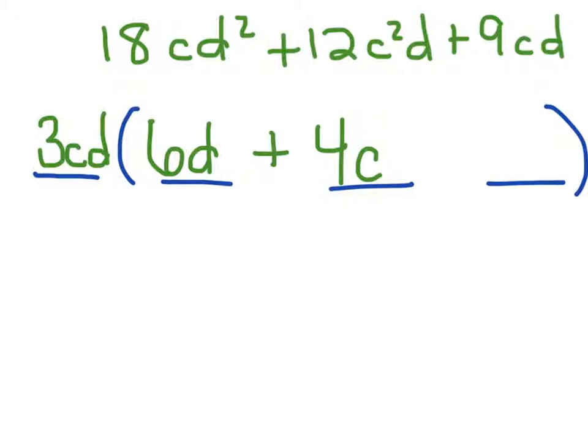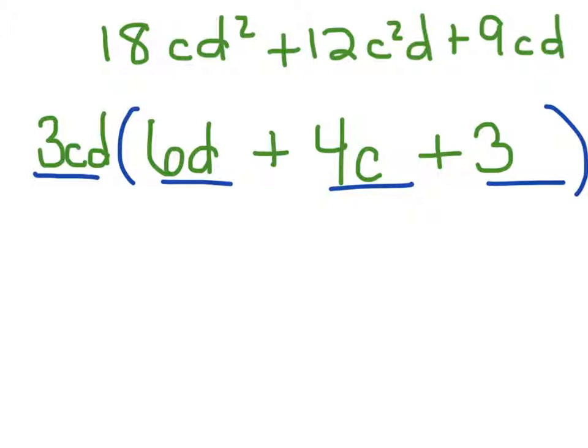Okay, then we're going to move on to our third term, 9cd. And we're going to divide again by 3cd. 9 divided by 3 is 3. C divided by c is 1. They cancel. D divided by d is also 1, so those cancel as well. We're going to keep our second plus sign. And now we have our factored form.